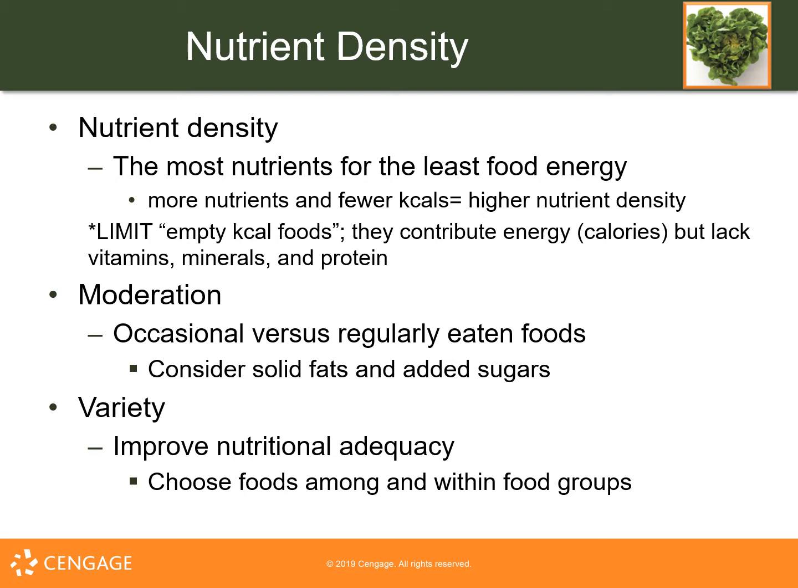Variety. Improves nutritional adequacy. Choose foods among and within food groups. So you want to eat a wide selection of foods within each food group. Eat more than just apples, let's say, when you're looking at your fruit category. You want to eat berries and melons, bananas, etc. Eat more than just carrots. You want to have broccoli, tomatoes, spinach, potatoes. So you want to be eating different color foods, different types of foods. So again, choosing foods among and within the food groups.